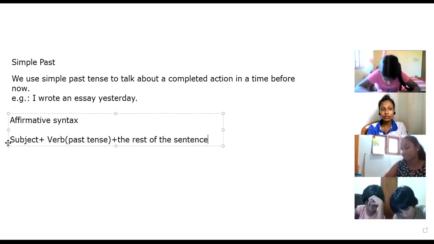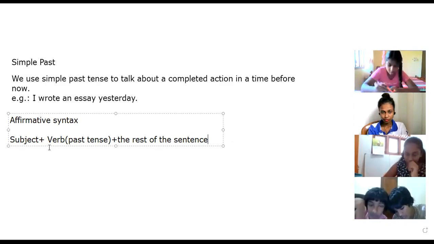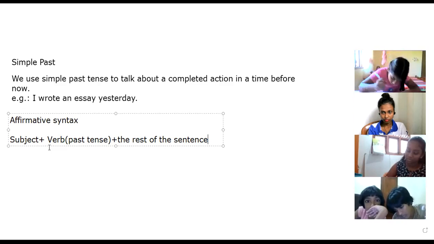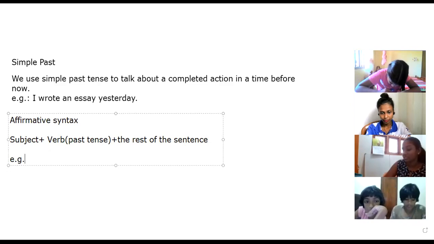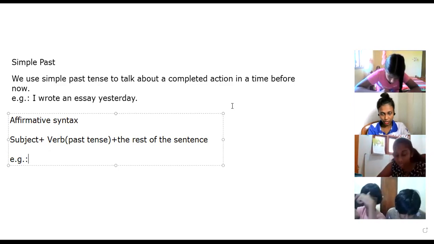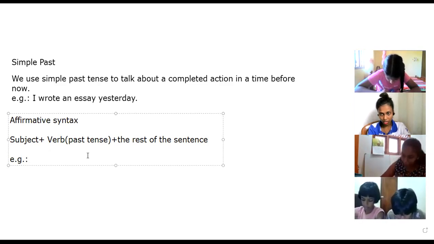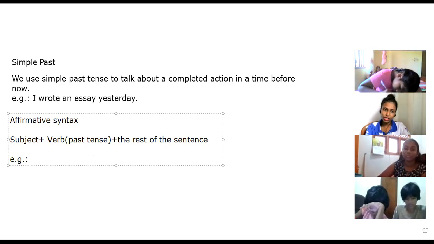Okay, then frame this syntax. You need to frame the syntax. Then let's write examples. Now in this affirmative syntax, to build up an affirmative or positive sentence, we write the subject, then we write the past tense of the verb. Now I will tell you some verbs, you tell me the past tense of those verbs. Okay? Go.